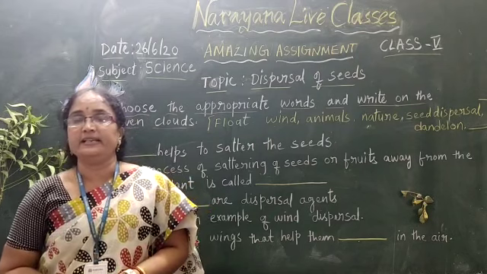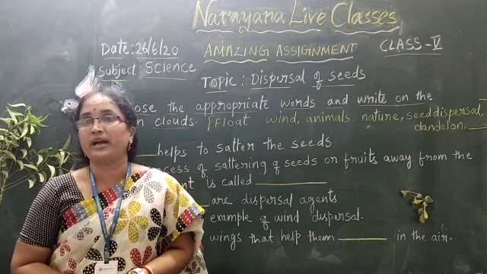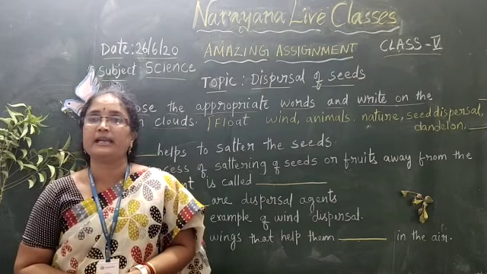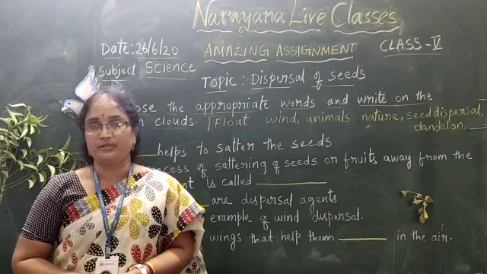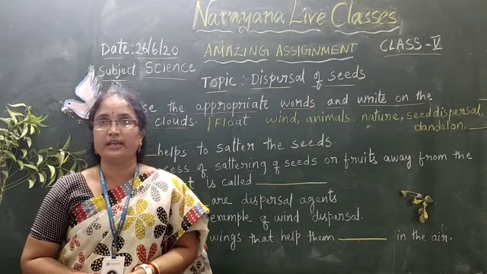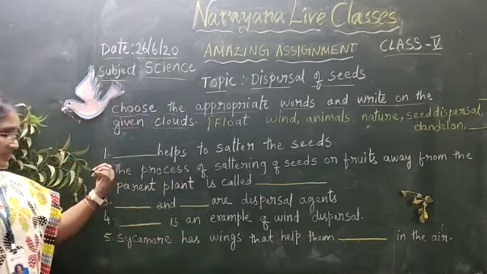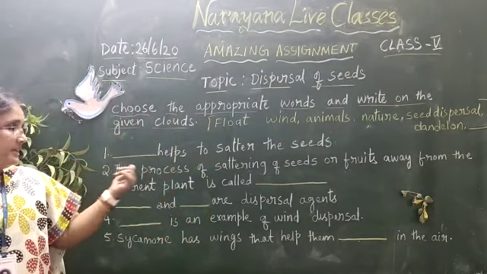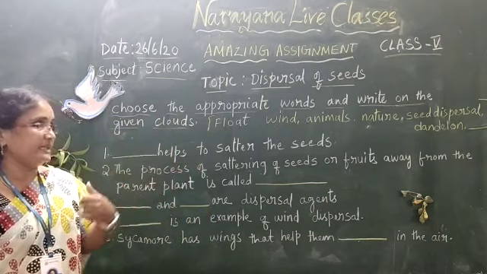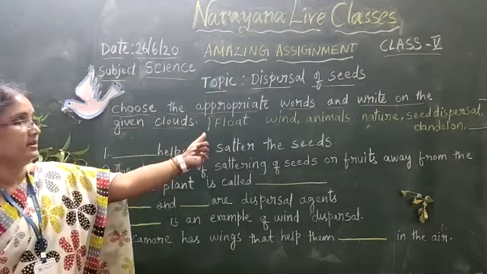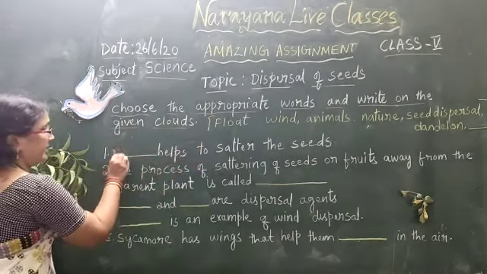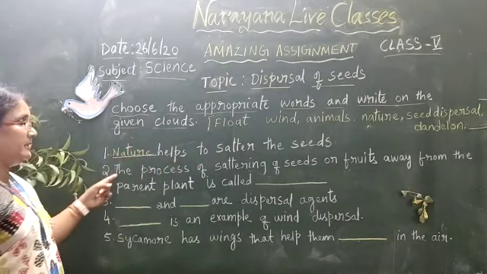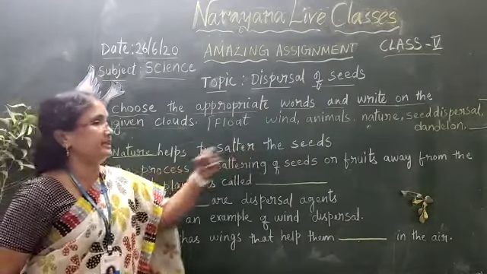D-A-N-D-E-L-I-O-N. Dandelion and cotton seeds have fine hair attached to them which look like parachutes. Now, see here, dash helps to scatter the seeds. What is that? Nature. Nature, N-A-T-U-R-E. Nature helps to scatter the seeds.